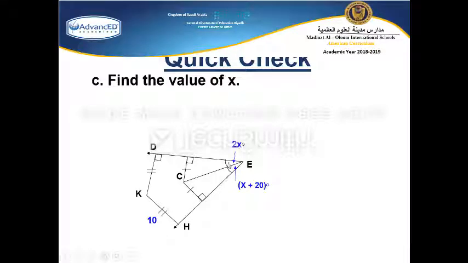How do we find the value of x? Since these two angles are congruent as we proved, then 2x equals x plus 20. By solving this equation, we get that x equals 20.